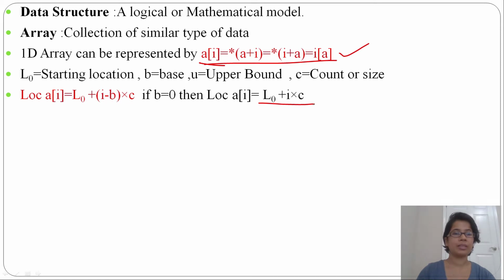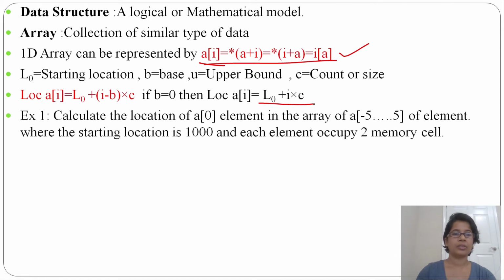Okay, so let's solve one example. Calculate the location of the A[0] element, where this is the i, in the array A[-5 to 5]. This is your lower bound, this is your base, and this is your upper bound of the element, where the starting location is 1000. This is your L0, and each element occupies two memory cells. This is your C, or you can say count or size.